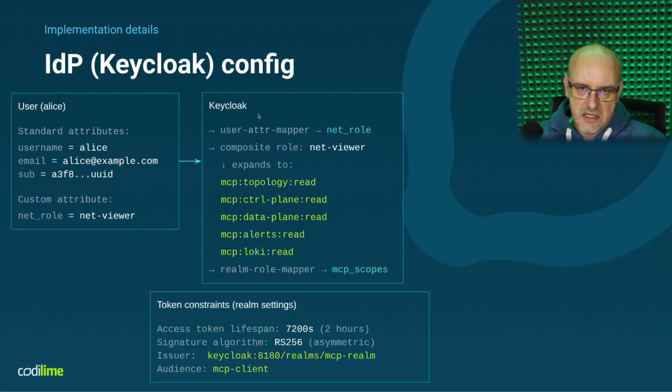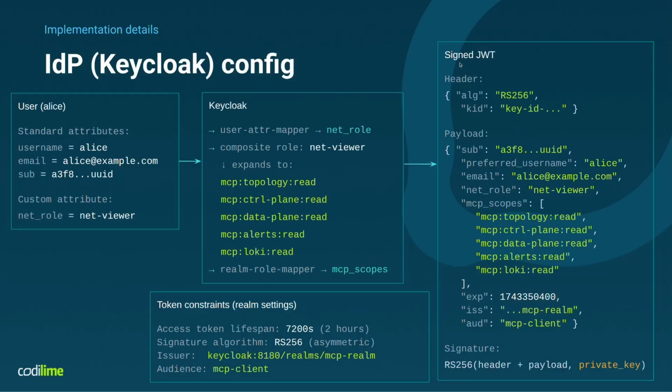But inside Keycloak, we need to define particular roles, individual roles for particular types of tools, and a composite role for net viewer, meaning that here we are defining which MCP server could be used and which type of tools are authorized for a particular user role. And proper definition of the protocol mapper would lead us to proper shaping of the JWT that is delivered after successful authentication in the identity provider.